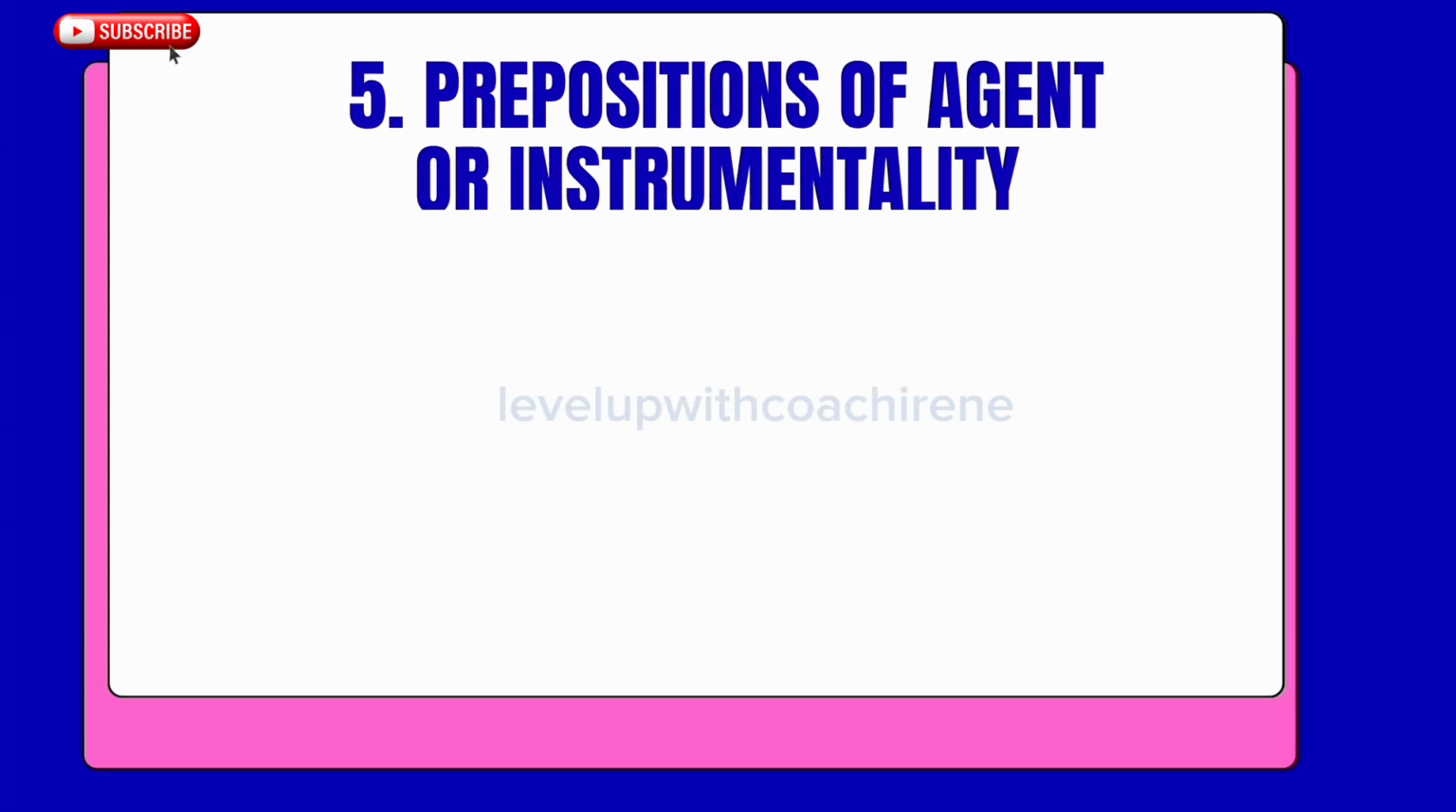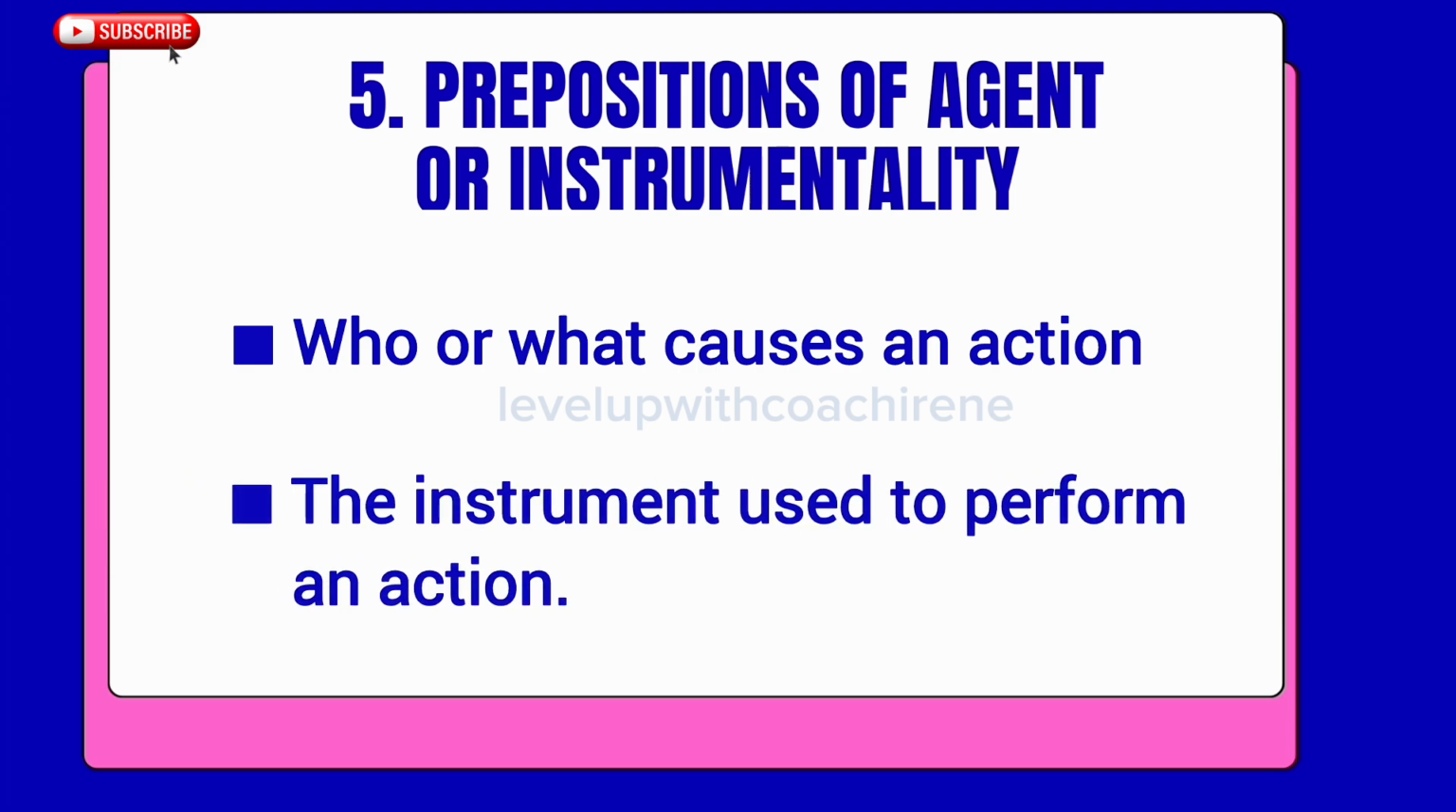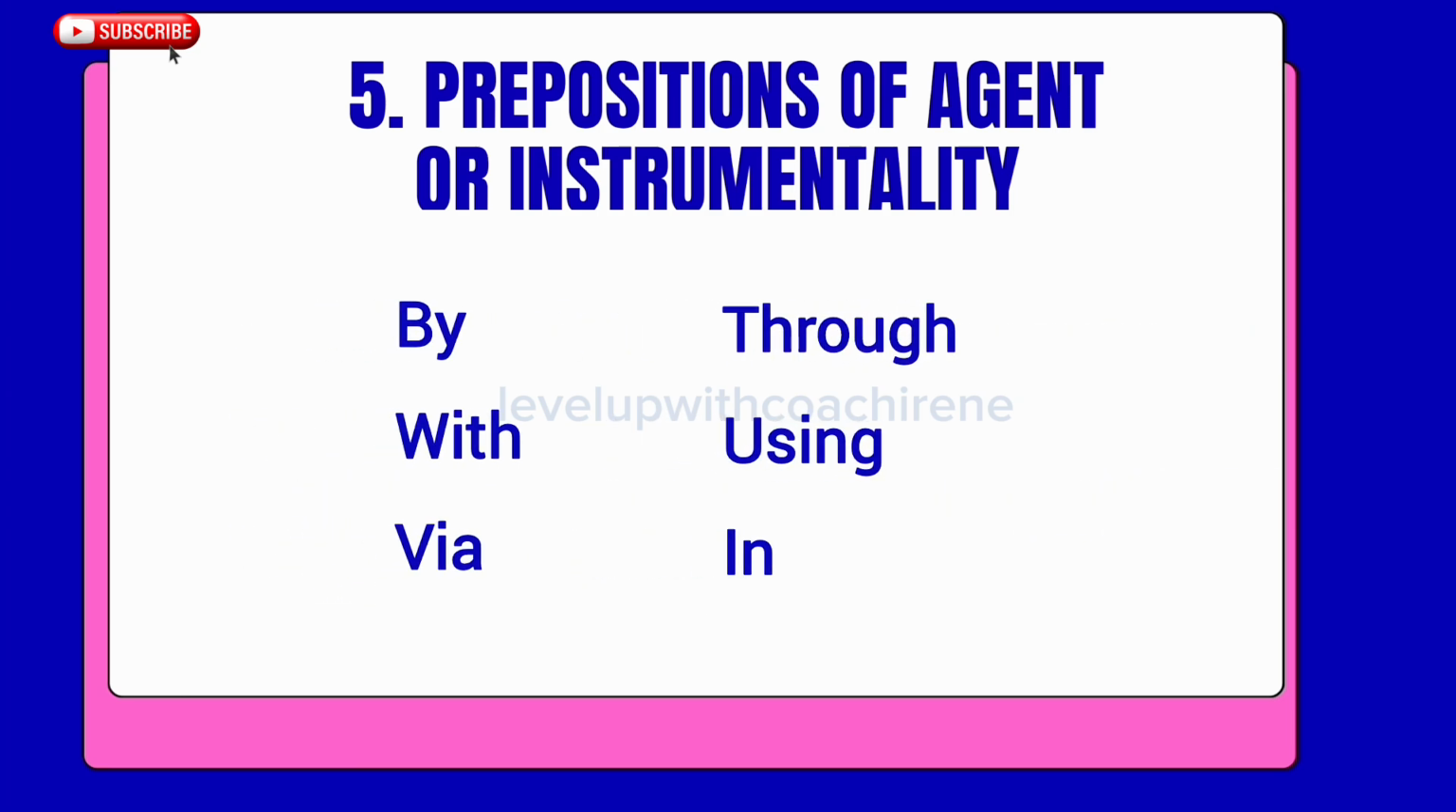Prepositions of agent or instrumentality indicate the agent, that is, who or what causes an action, or the instrument used to perform an action. These prepositions help to explain how something is done or by whom it is performed. They include by, with, via, through, using, in.